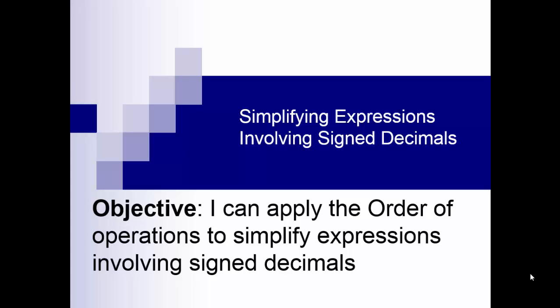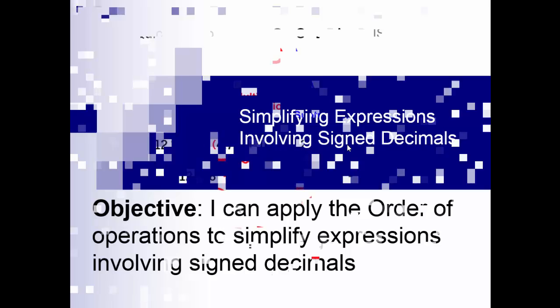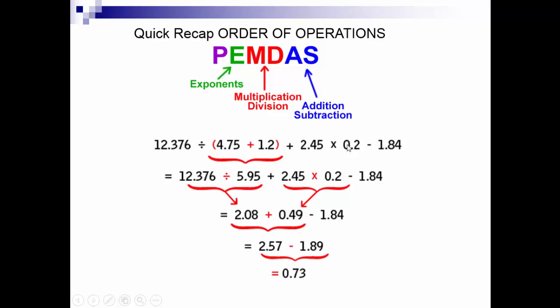Tonight's objective is I can apply the order of operations to simplify expressions involving signed decimals. So let's just do a quick recap of the order of operations. You handle parentheses, then exponents, then multiplication or division left to right, and finally addition or subtraction left to right.